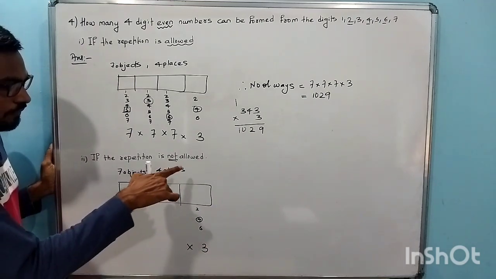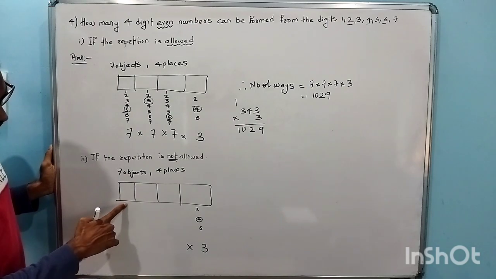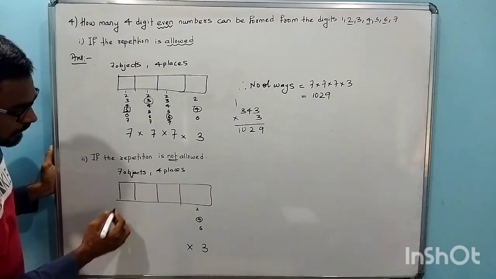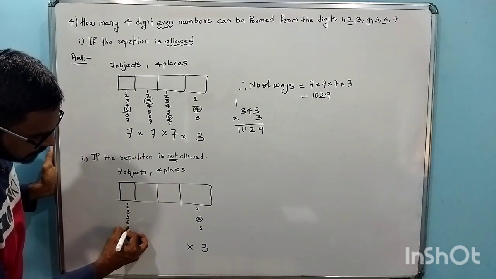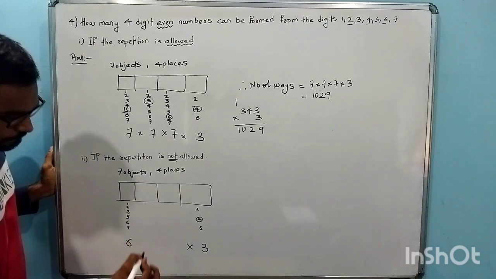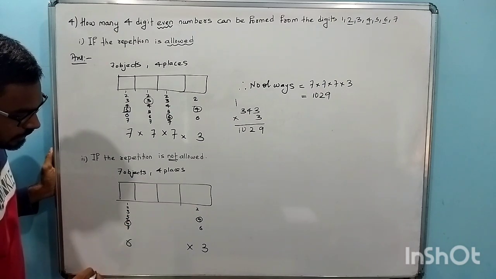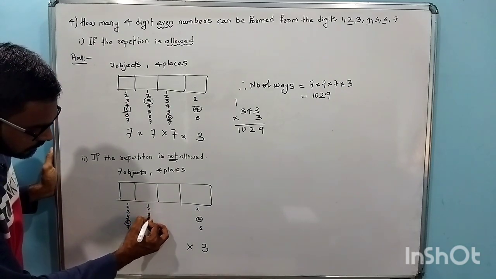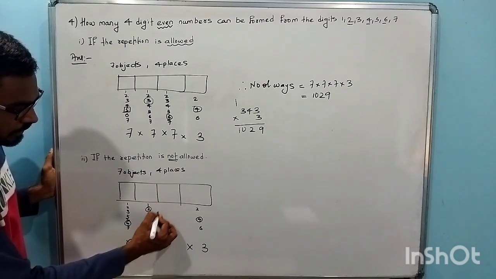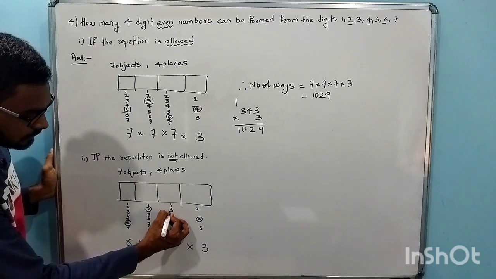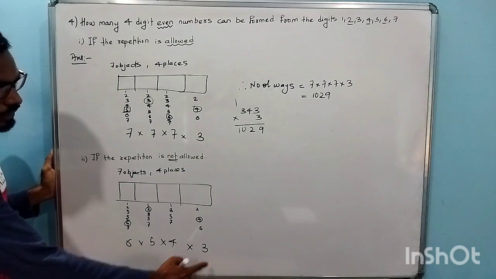Now after I select any one of these, if I fill this place now, then I have 6 choices for it. Now if I fill this place with any of the number, then I have 5 choices for this. For the next place, if I select any one of the number, I have 4 choices now for this place. So 6 into 5 into 4 into 3.